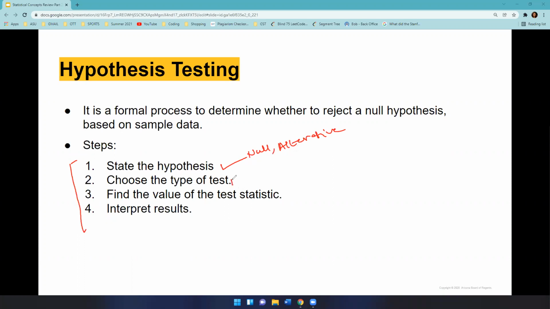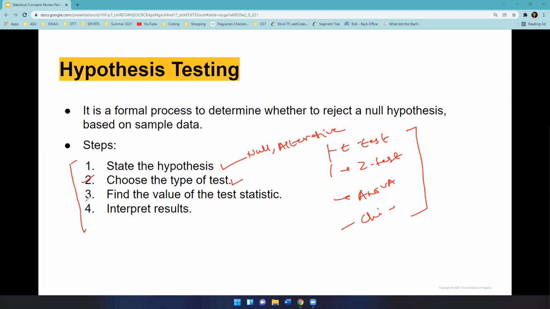Then we choose the type of test we want to do. As I said in the beginning, we have different types of tests: t-test, z-test, ANOVA test, chi-square. There are numerous types of tests possible in statistics. So depending upon different situations, we select the test we want.